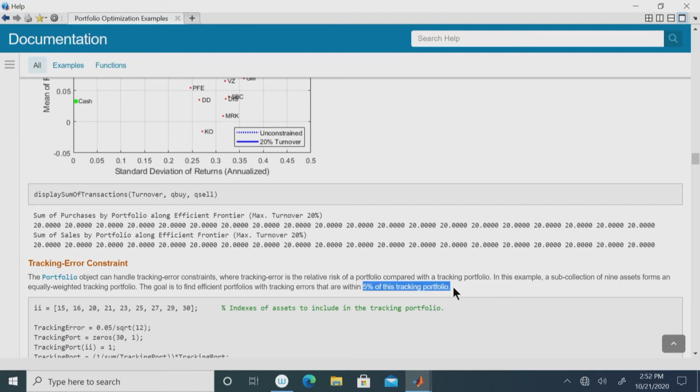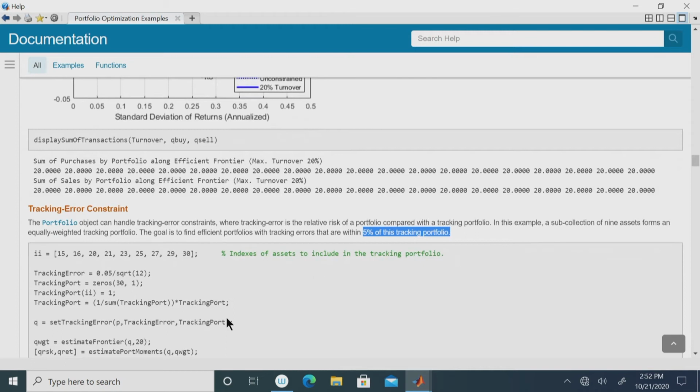So, essentially it is some sort of controlling portfolio, and the efficient portfolio that you want is the one that is not too far from this tracking portfolio. And in this case, the specific example being considered is that these errors are within the 5% limit of the tracking portfolio. Now, how do you set up the tracking portfolio? Here is a tracking portfolio in this example, and there are different ways in which you can do this.